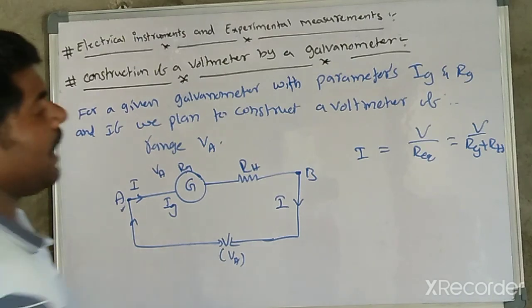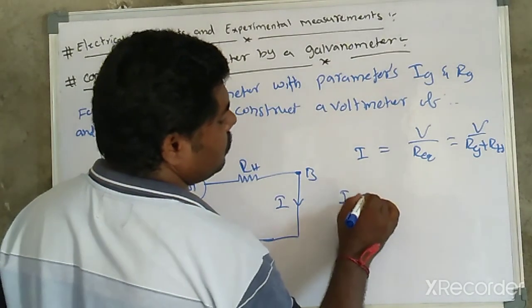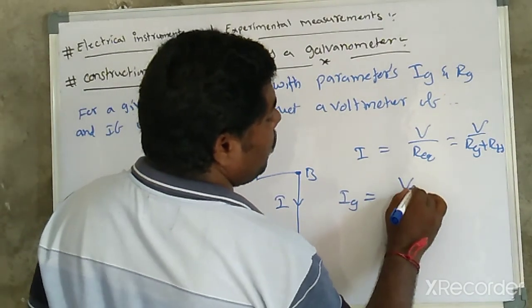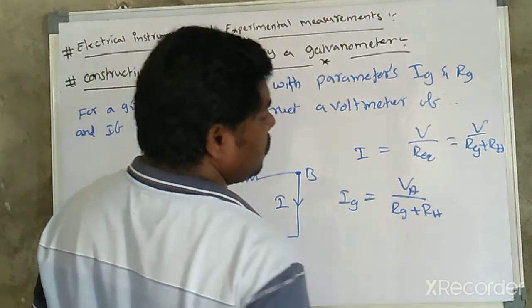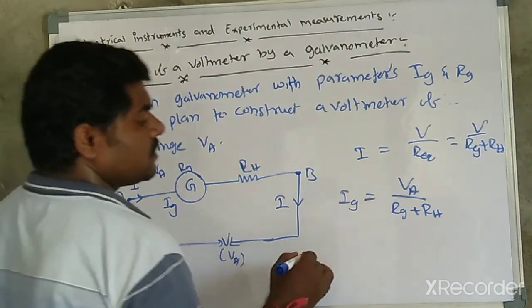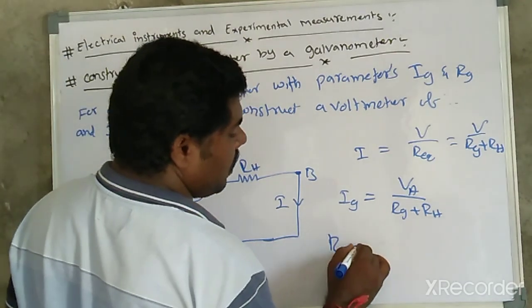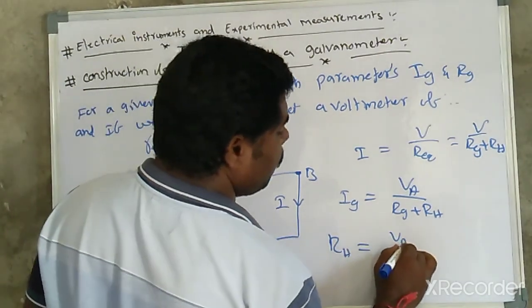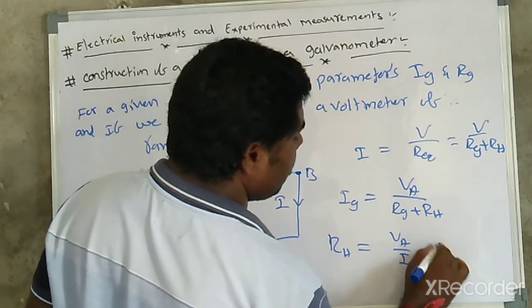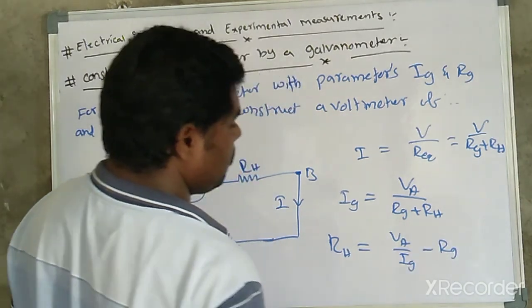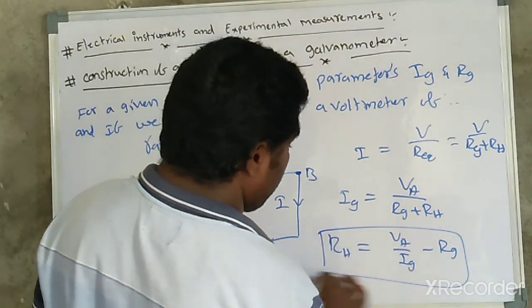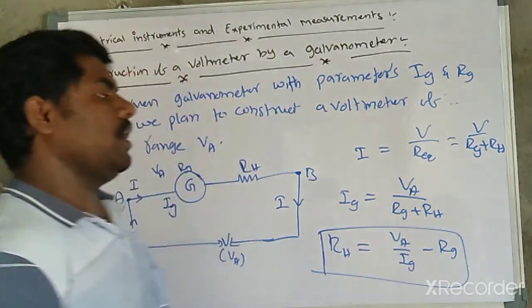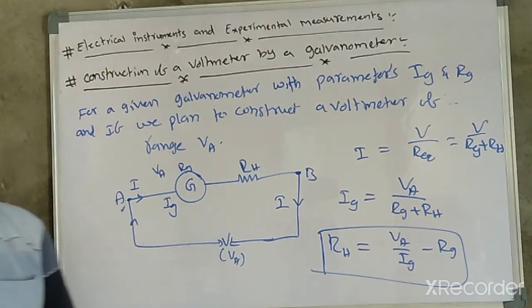So here that current Ig is equal to the potential VA divided by Rg plus RH. Sometimes they will ask for the high resistance. That high resistance RH is equal to VA by Ig minus Rg. So this is the high resistance formula, and based on this they will ask numerical problems.